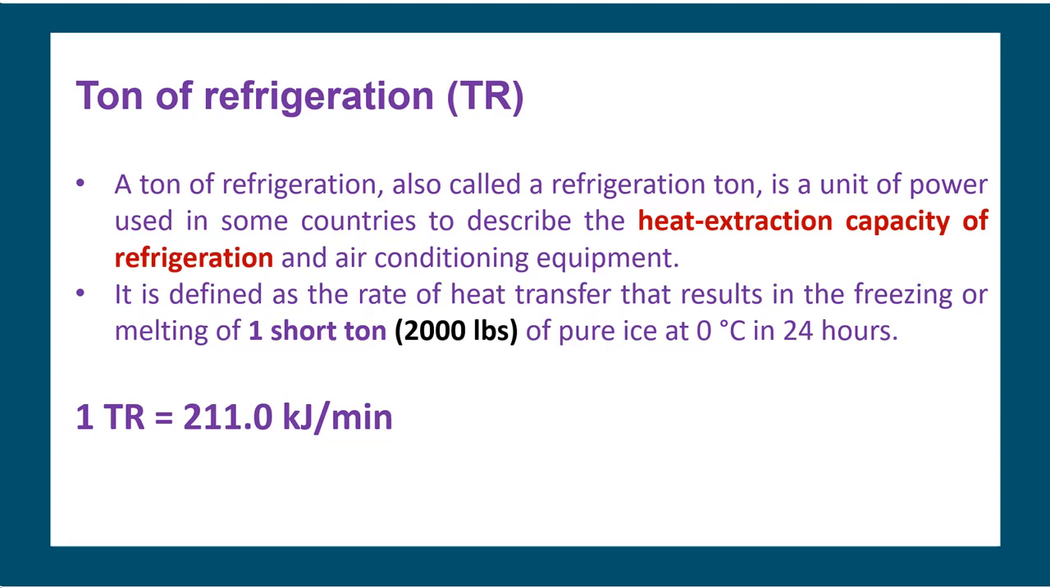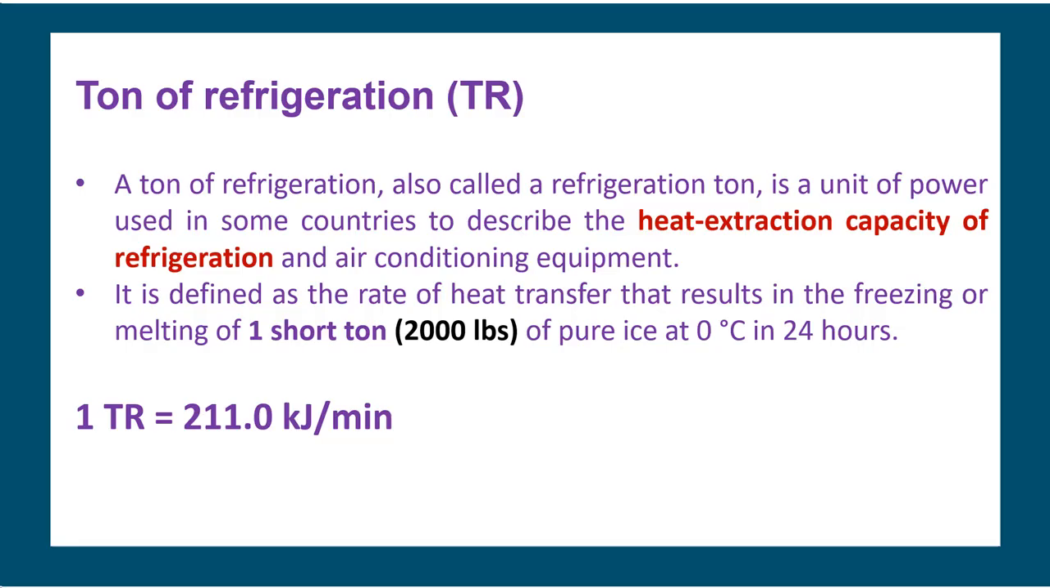It is defined as the rate of heat transfer that results in the freezing or melting of 1 short ton of pure ice at 0 degree Celsius in 24 hours. So that is how it is defined. Just for unit conversion purposes, 211 kilojoules per minute is equivalent to 1 ton of refrigeration. That unit conversion is important, because sometimes when you calculate the heat capacity, you may have to convert it into TR. TR refers to tons of refrigeration, which is equivalent to 211 kilojoules per minute.